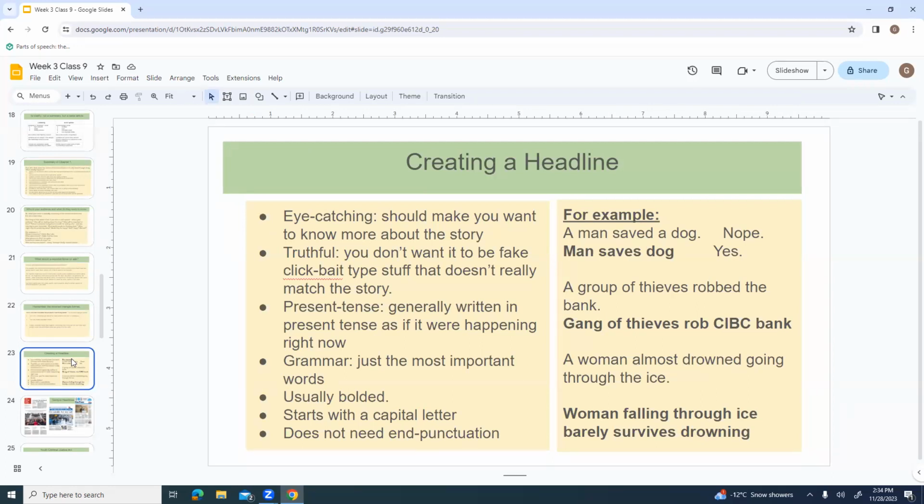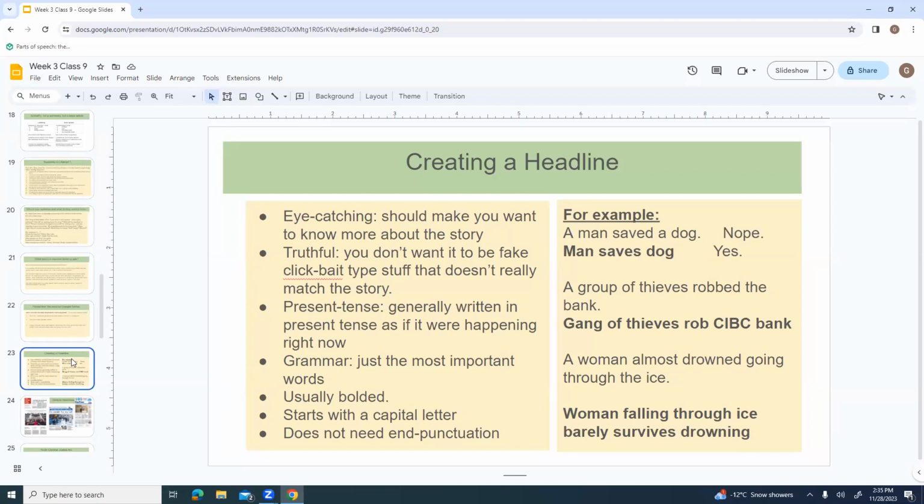Okay, so creating a headline. It is part of the mark. You can use the unimpressive headline they gave us that I'm unhappy with. Here are some details if you want to try making your own headline, okay? It should be eye-catching. It should make you want to know more about the story. It should be truthful. It shouldn't be fake clickbait type stuff that doesn't really match the story. Like you wouldn't say murderer returns to town and then you read the story, there was no murder, right?